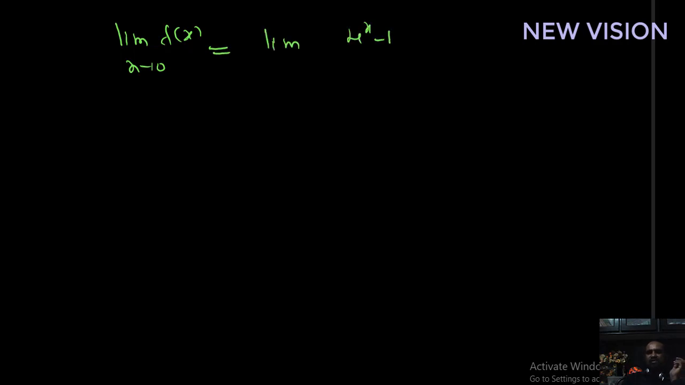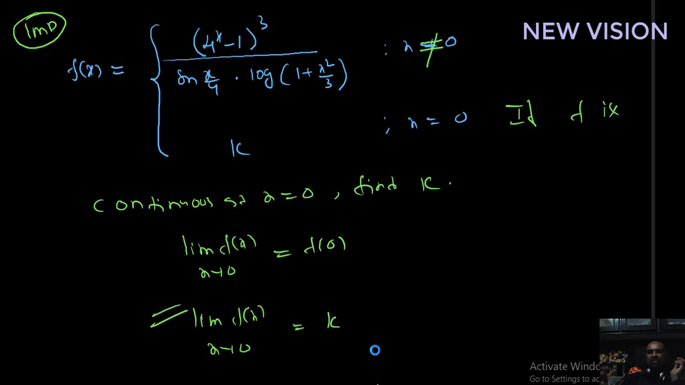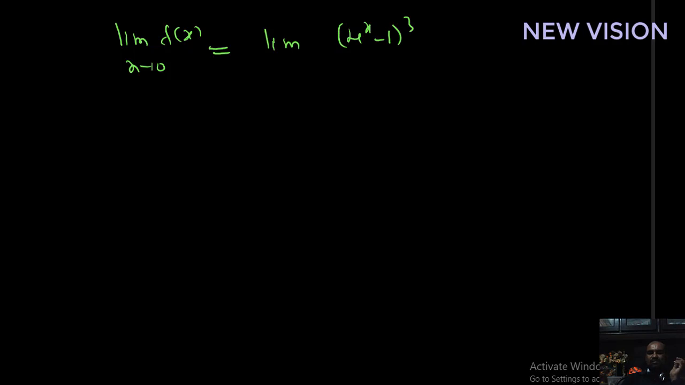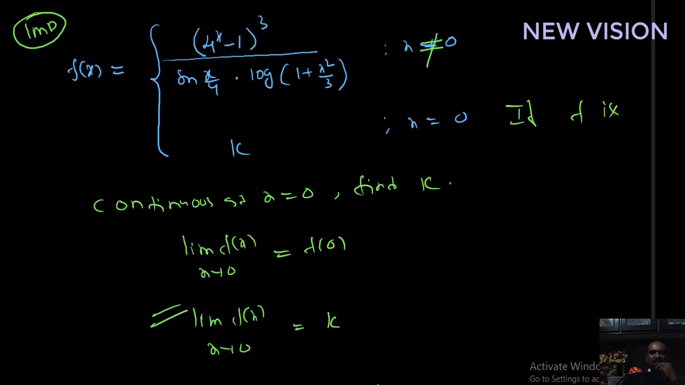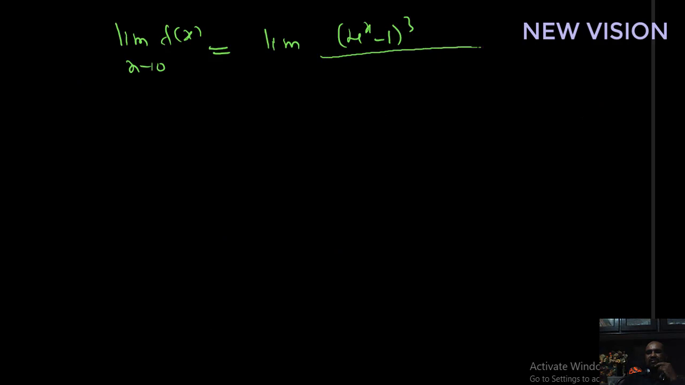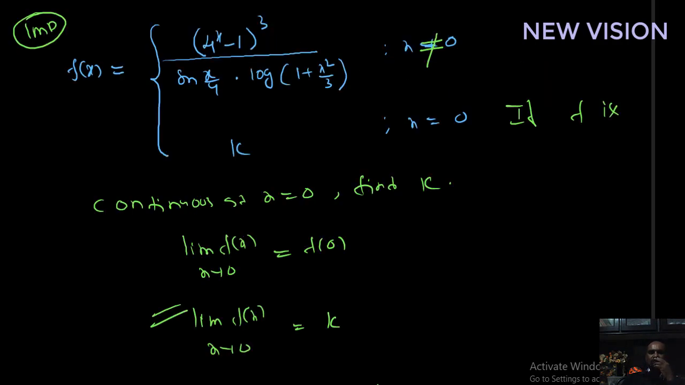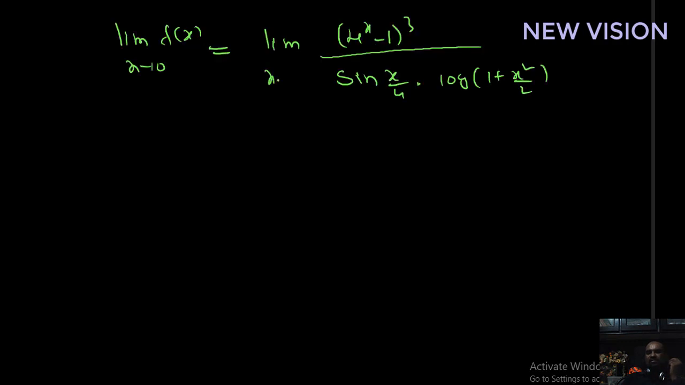I will write on the next page, students. The limiting value of f of x as x tends to 0 is equal to the limiting value of (4 power x minus 1) whole cube by sin x by 4 into logarithm of 1 plus x square by 2, as x is tending to 0.